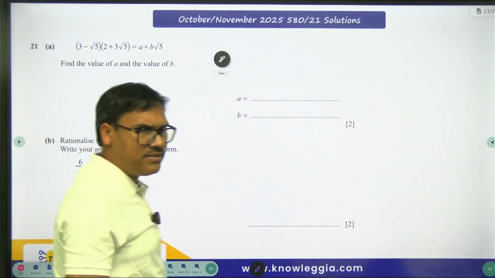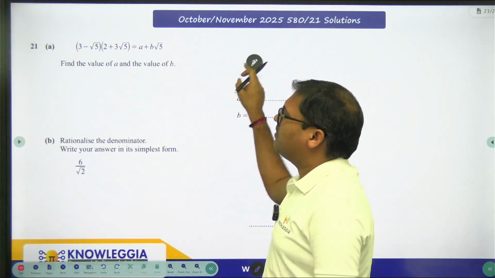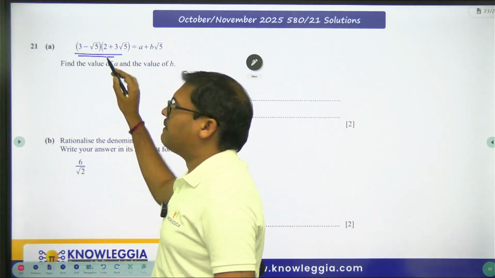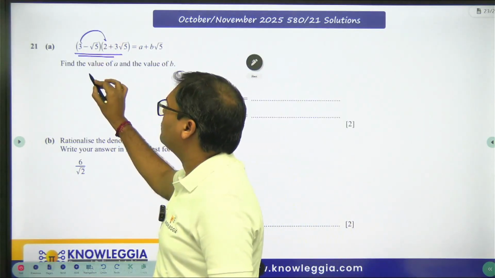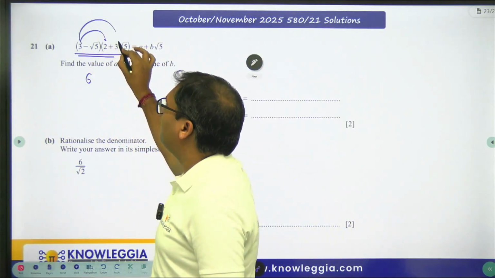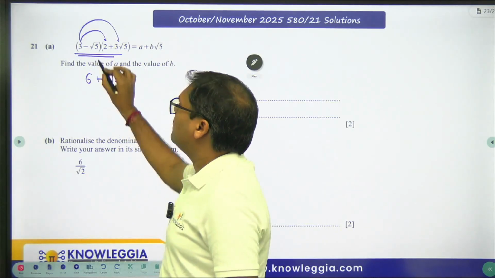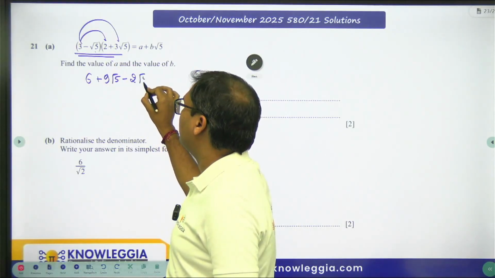Now a question on surds. Easy question. You have to just simplify and find the values of A and B. To multiply the surds, it is the same as multiplying normal brackets. 3 multiplied with 2 is 6. 3 multiplied with 3 root 5 is 9 root 5. Then minus root 5 into 2 is minus 2 root 5.